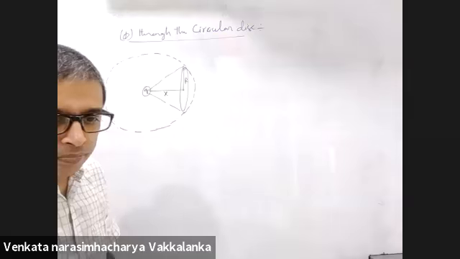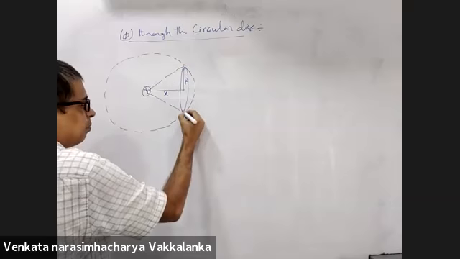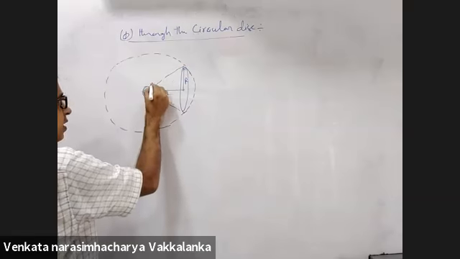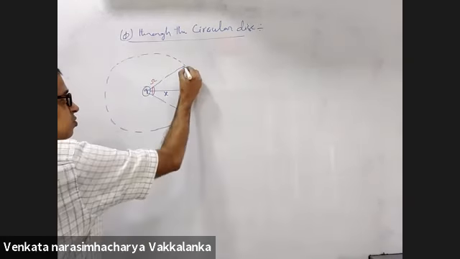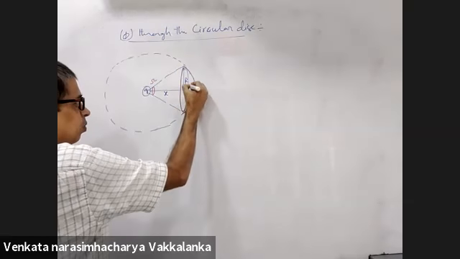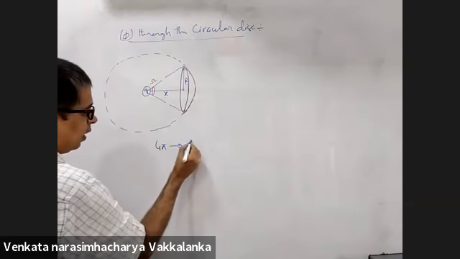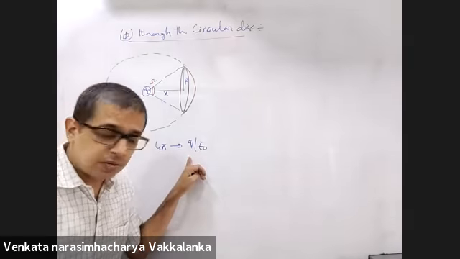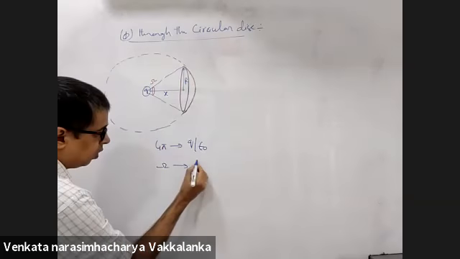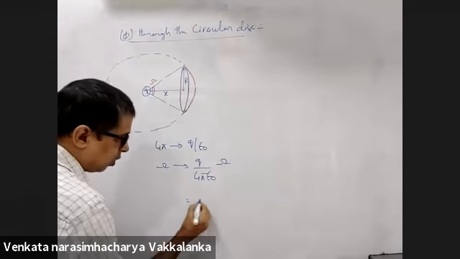Can I claim that flux through this surface and the circular plate will be the same as the solid angle subtended is the same? Yes, sir. So for 4 pi solid angle, flux is Q by epsilon naught. Who told you this? Gauss. For this solid angle, what will be the flux? Q by 4 pi epsilon naught into the solid angle.